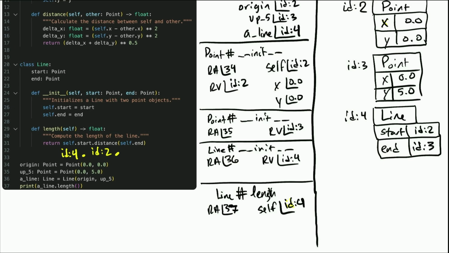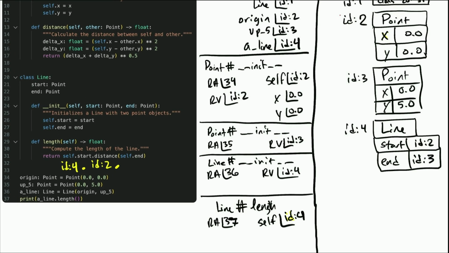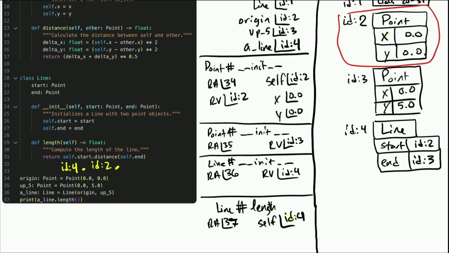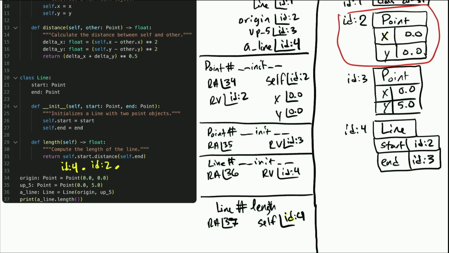But let's actually keep track of what ID2 is. So ID2 is this particular point, right? The point where x is 0 and y is 0. And we're calling the distance method on this. So we have to look and see, does the point class have a distance method? Yes, it does. It's right here, right? So we're going to need to set up a method call to point class distance, and then pass in self, which will be ID2 because that's what came before the distance.